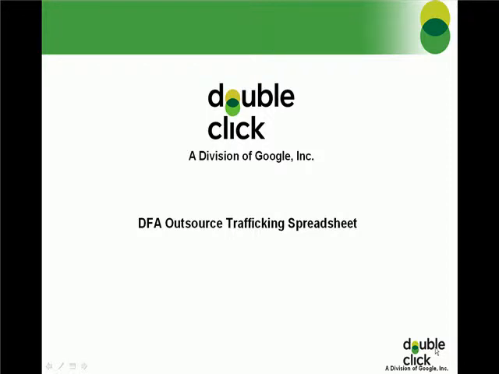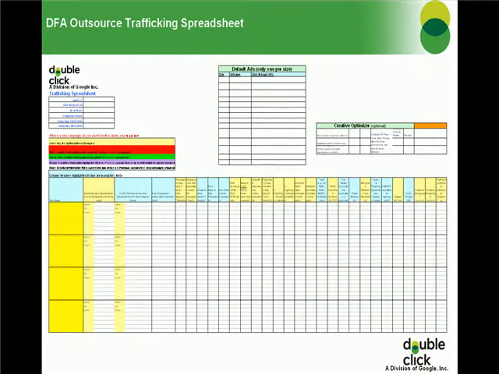Welcome to the double-click tutorial on completing a DFA 5 outsource trafficking spreadsheet. Your trafficking spreadsheet should tell the story of your campaign and should be an ongoing blueprint representation of what is running in DFA 5. The spreadsheet encompasses the majority of DFA features, but not every column is mandatory. Today we'll focus on only those mandatory columns.